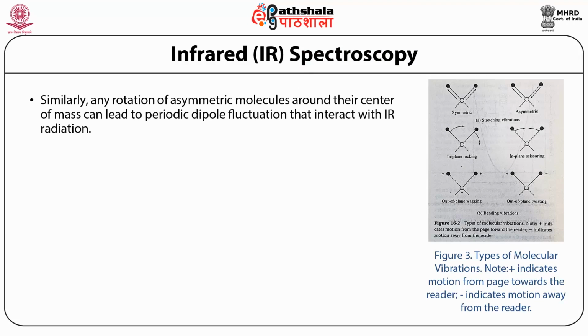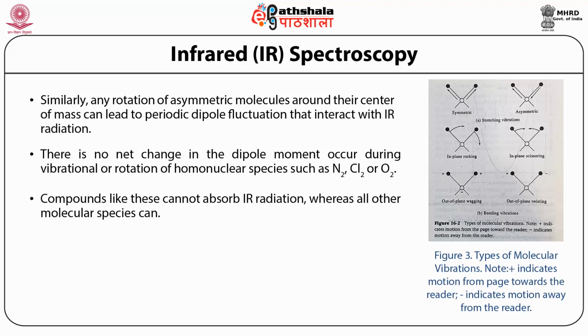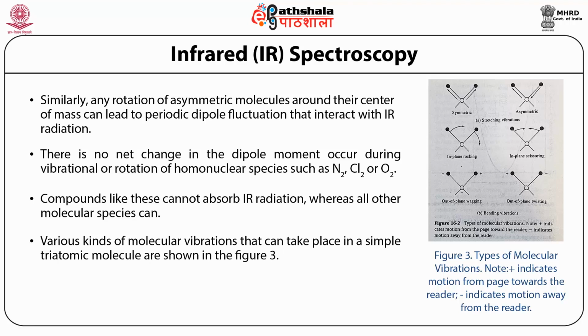Similarly, any rotation of asymmetric molecules around their center of mass can lead to periodic dipole fluctuation that interacts with IR radiation. There is no net change in the dipole moment occurring during the vibration or rotation of homonuclear species such as N2, Cl2, or O2. Compounds like these cannot absorb IR radiation, whereas all other molecular species can. Various kinds of molecular vibration can take place in a simple triatomic molecule, as shown in figure 3. Broadly, they are classified as stretching and bending vibrations.